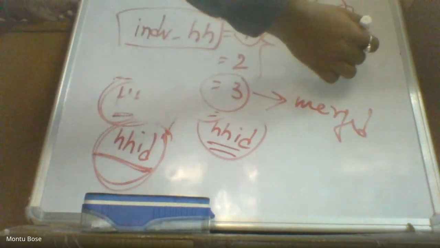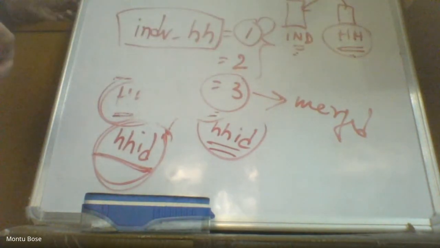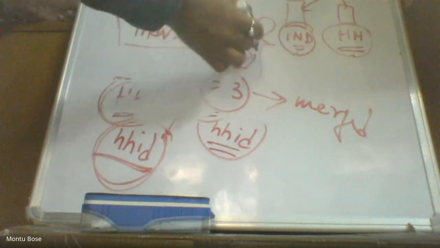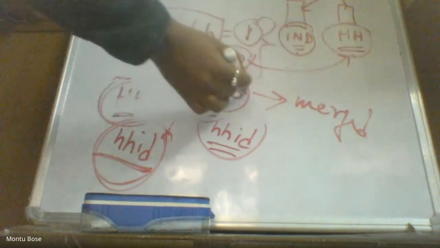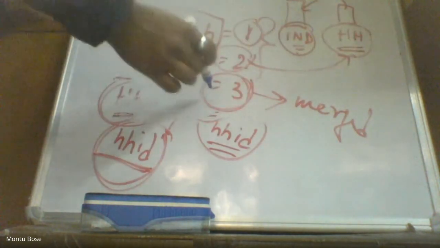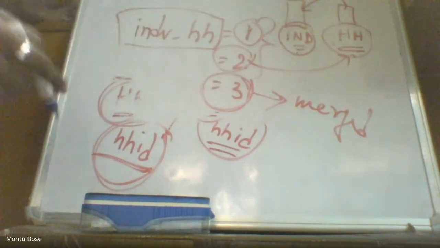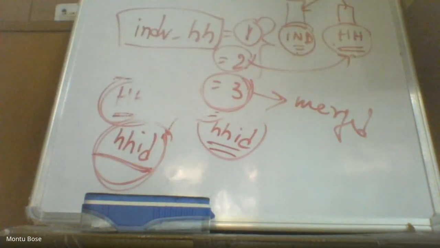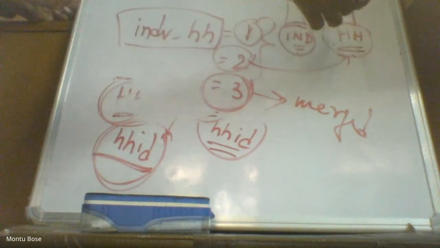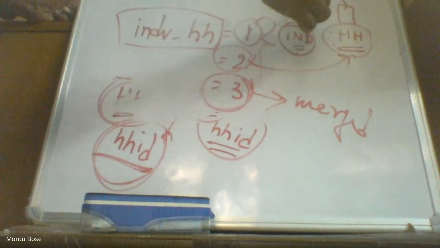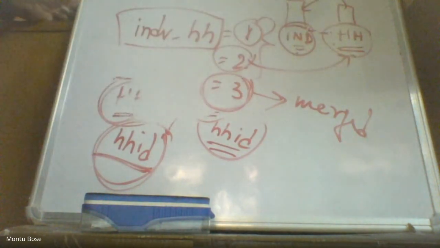When this code equals 2, it means the data is not there in this file, but it's only available in the using file. So 1 is when data is in your master file, 2 is when the data is in your using file, and 3 is the code when it is present in both the files. In our last example, all the records are equal to 3. That means all the data have the information in both the files, individual ID as well as household ID.